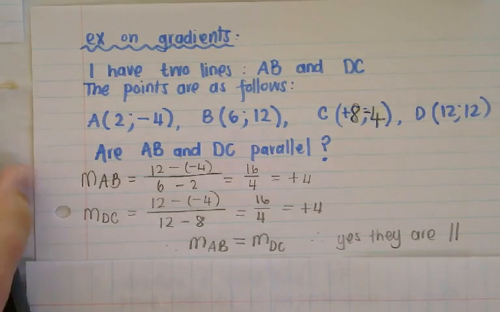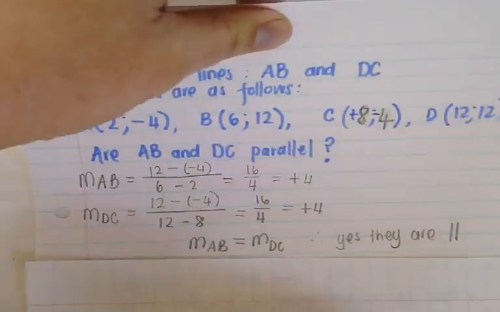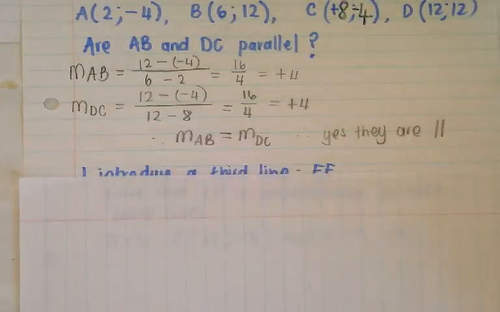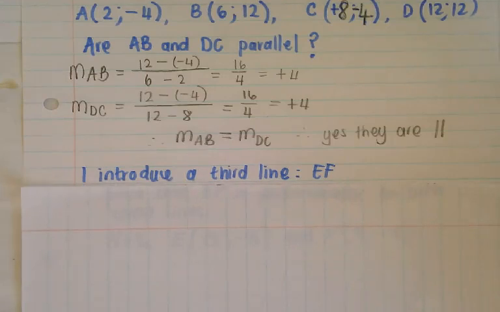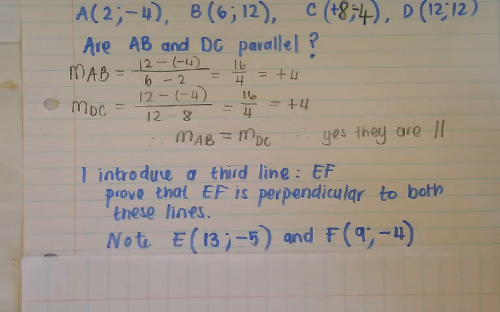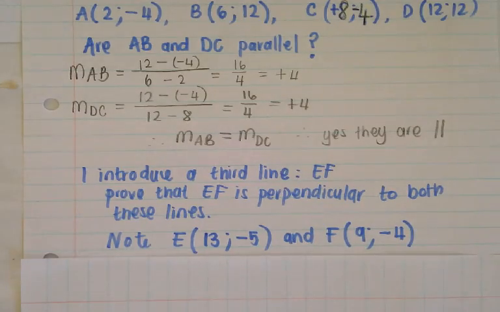My next question that I'm going to ask you is, I now introduce a third line, EF. Prove that EF is perpendicular to both these lines, and note that E has that coordinate and F has that coordinate.